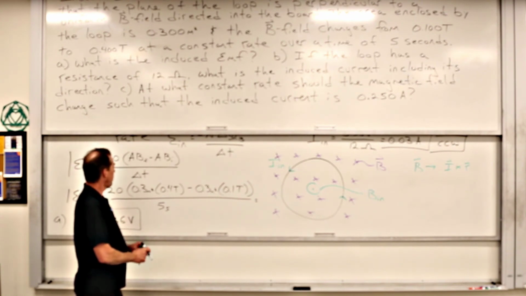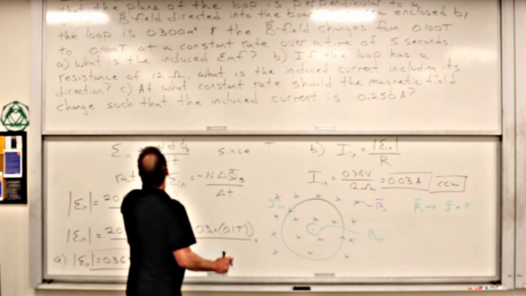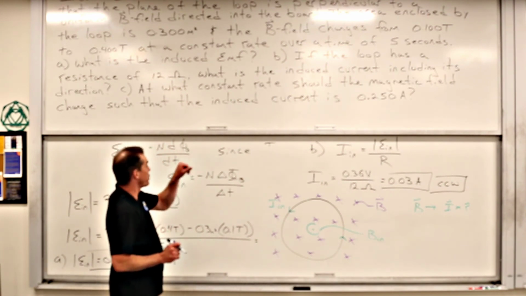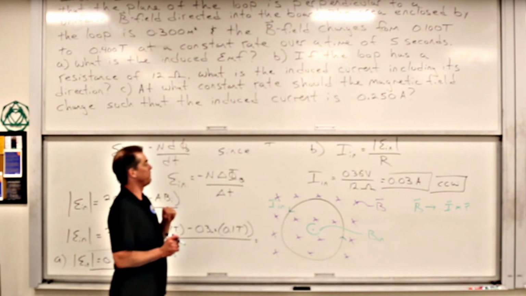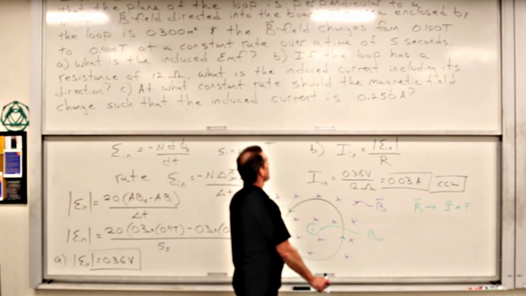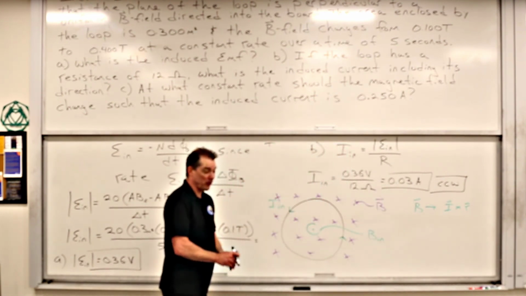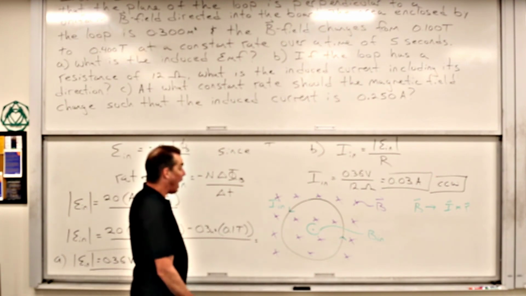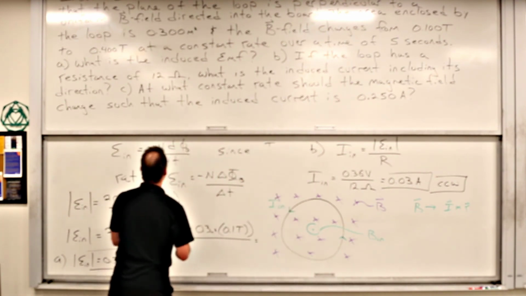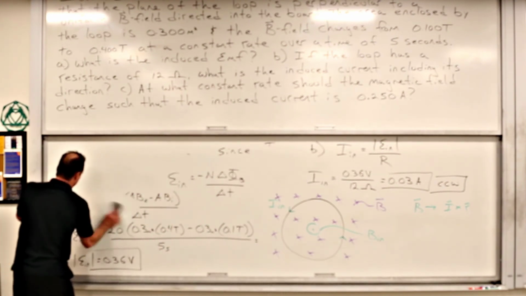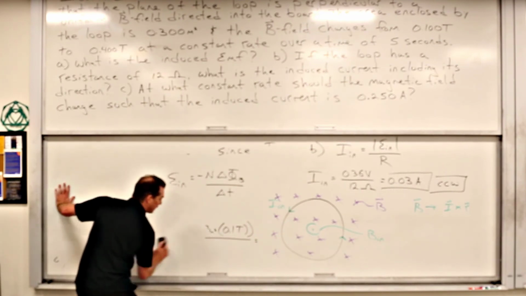All right, so we've got one last question with this, and that is, at what constant rate should the magnetic field change such that the induced current is actually 0.250 amps? So when it changes from 0.1 to 0.4 over 5 seconds, we get ourselves 0.03 amps. Probably going to have to change it a lot faster than that to get quite a bit more current out of this. So, let's go ahead and look at this.